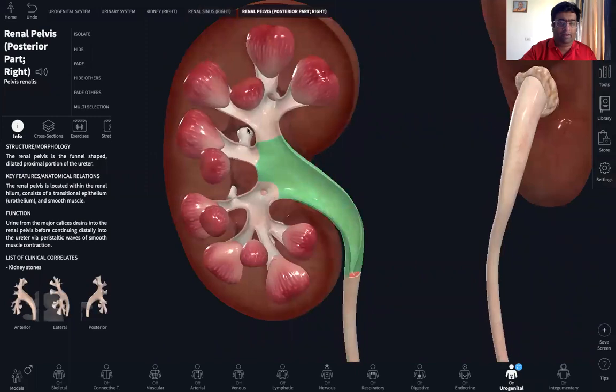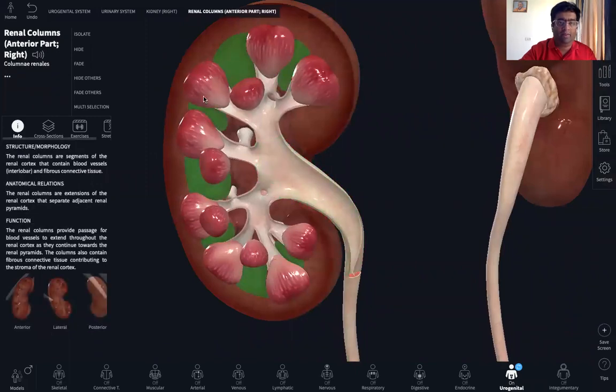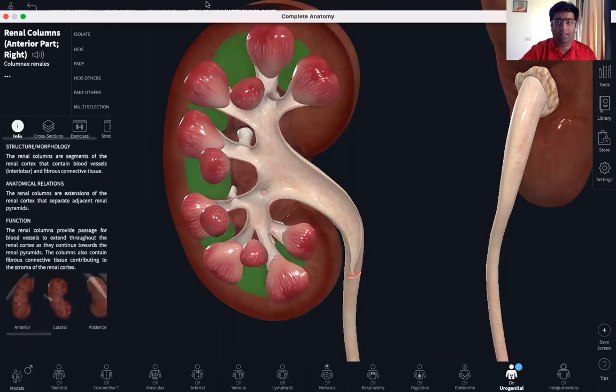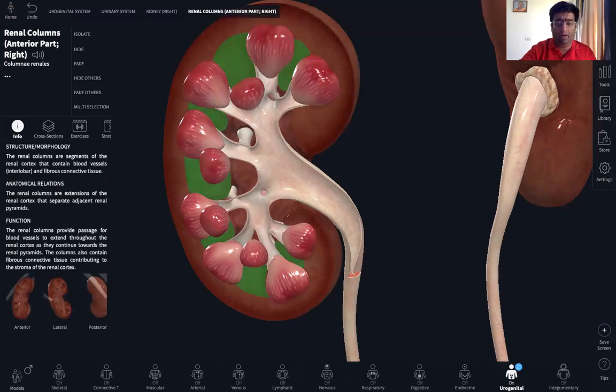One more point that I would like to point out is that the extensions of the cortex in between the medulla are called the renal columns of Bertini. So these green colored highlighted regions are the extensions of the cortex in between the medulla region. Those extensions are called the renal columns, or the columns of Bertini.